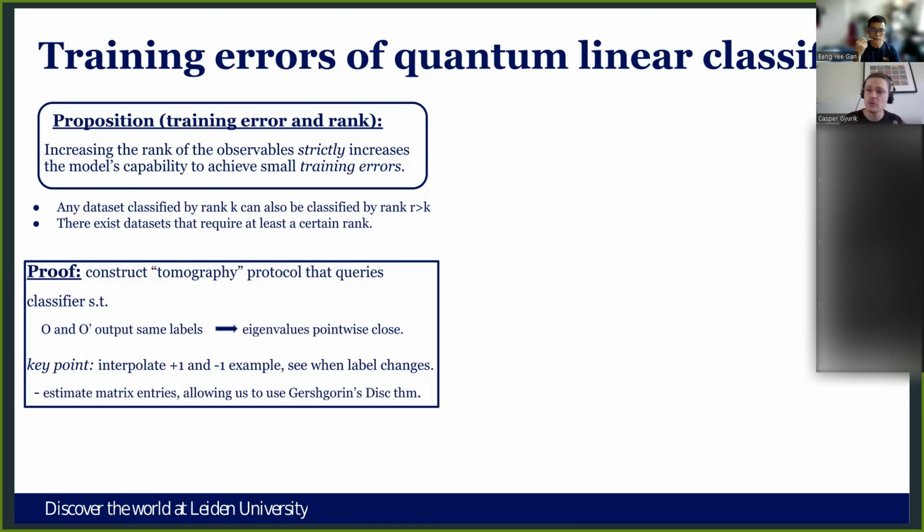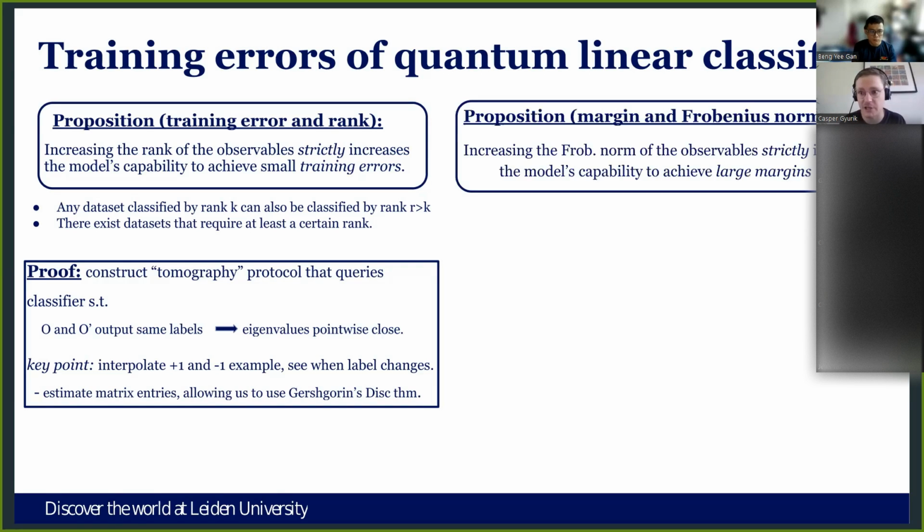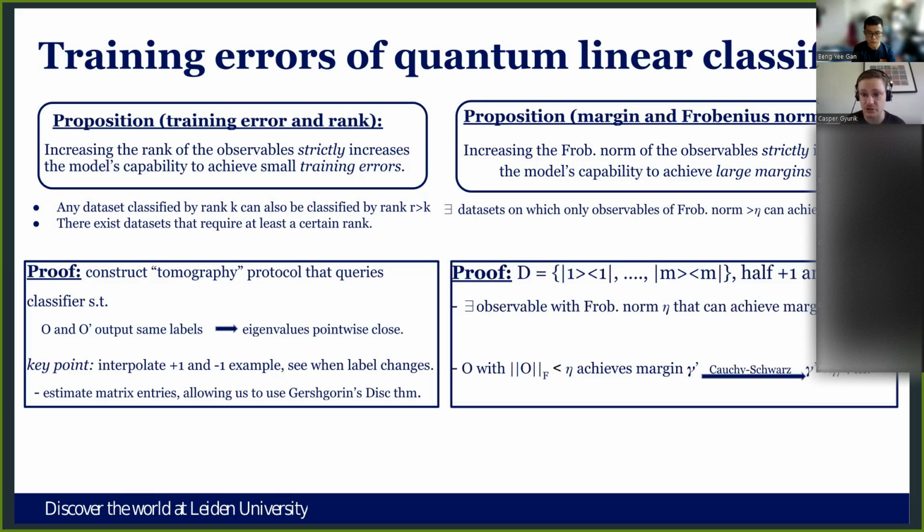On the other hand, we have rank for VC dimension, and we had Frobenius norm for fat-shattering dimension. What we noticed is that increasing the Frobenius norm also strictly increases the model's capability to achieve large margins. Again, this is the informal statement. What do we say? We say that there exist data sets which only observables of Frobenius norm larger than some eta can achieve a certain margin, gamma star.